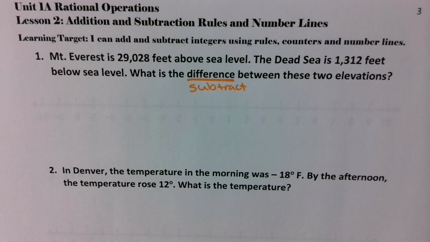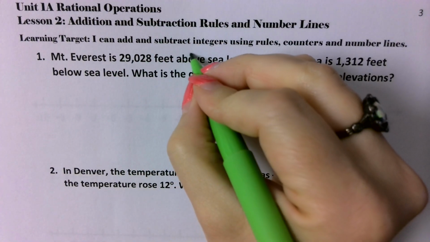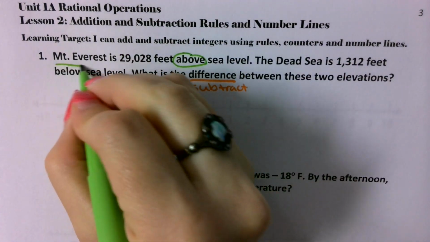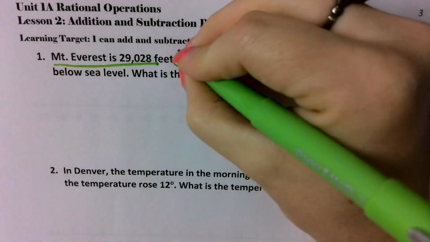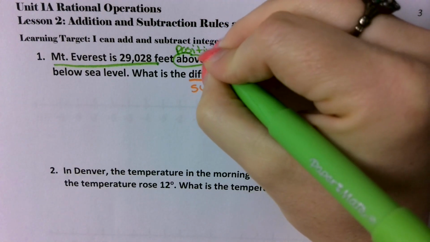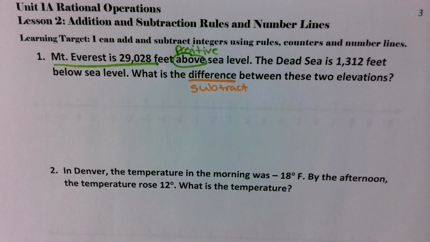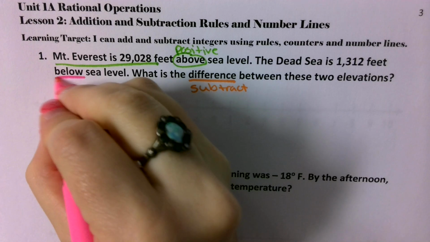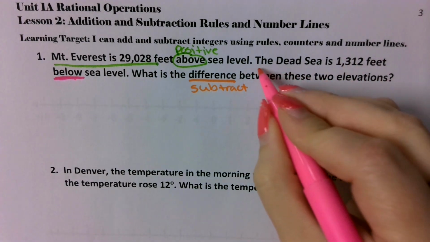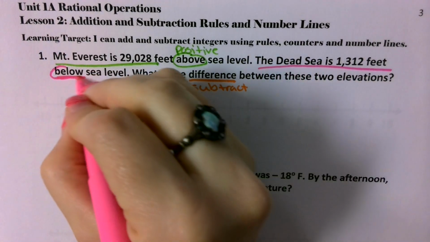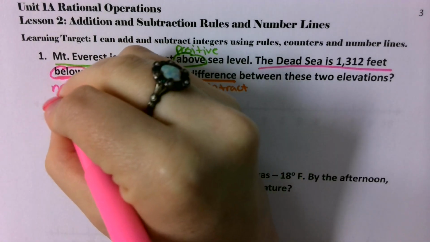Okay, what's another key word that you probably focus on? Above. What does above tell you? It's a positive. Okay, the word above is letting us know that Mount Everest, its measurement, is going to be a positive value. All right, and what's one more word? Jacqueline? Below. And what does that tell us? Negative. It's negative, right? Below is going to tell us that the Dead Sea's measurement is going to be a negative value.